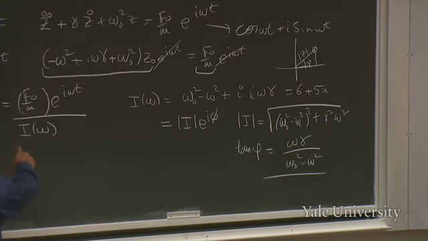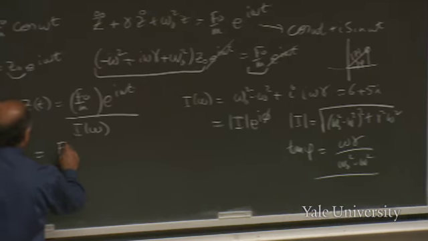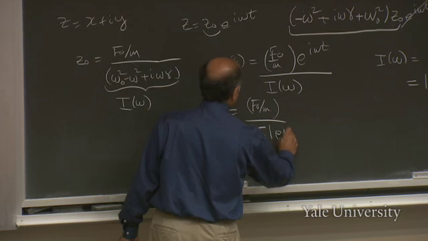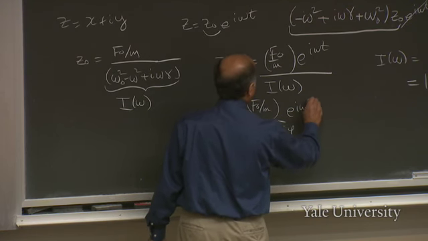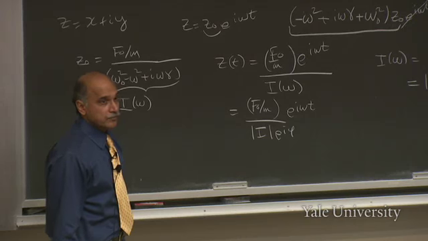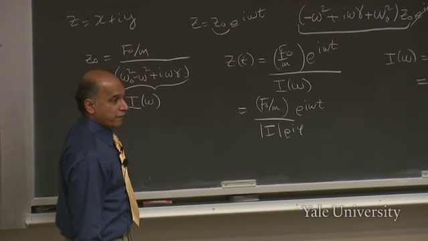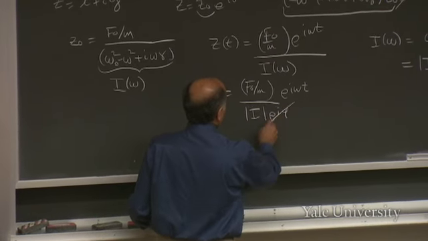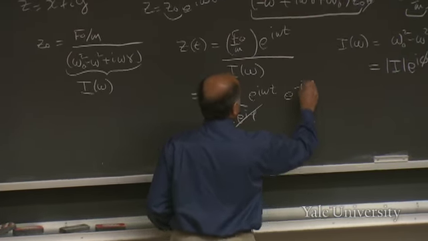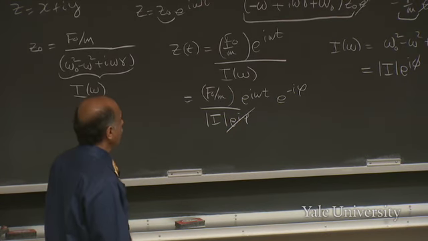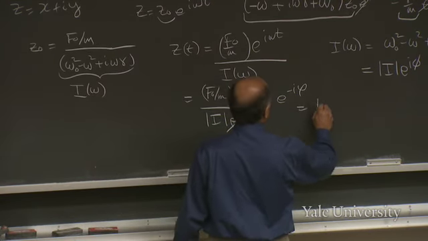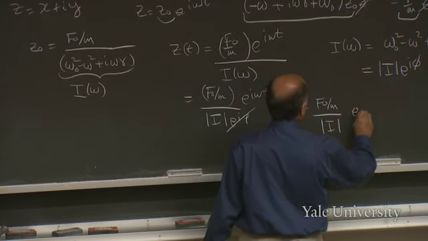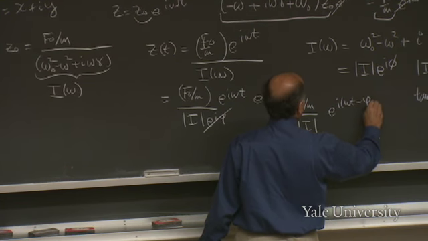Now write it like that. Then you get f0 over m divided by the absolute value of I, e to the i phi, and I got e to the i omega t on the top. I'm almost there, because e to the i phi in the bottom can be written as e to the minus i phi on the top. So that this whole thing becomes f0 over m divided by the absolute value of I, e to the i (omega t minus phi).